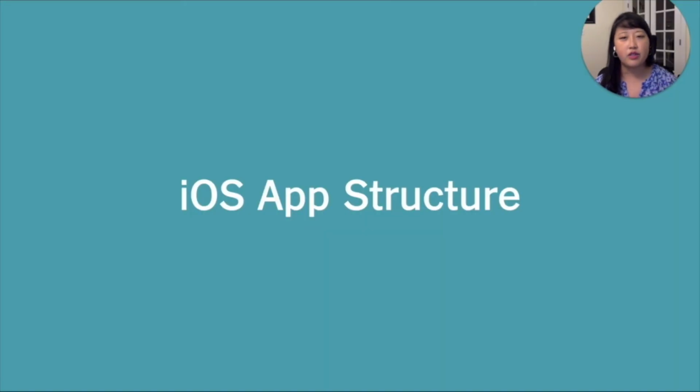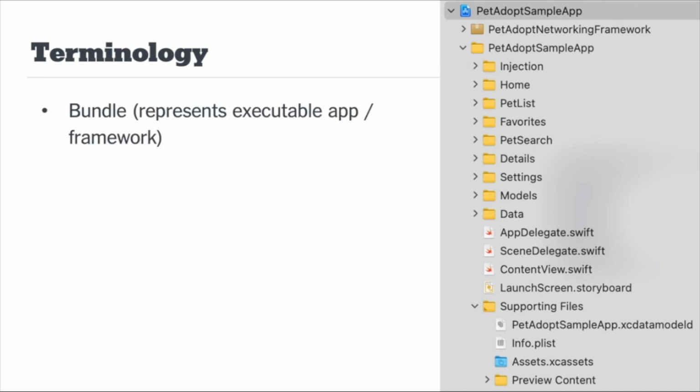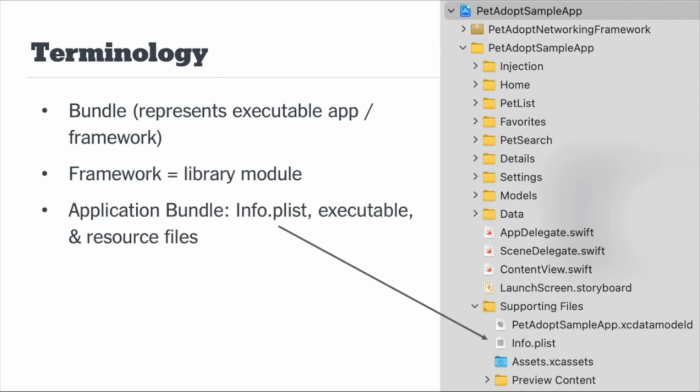Okay, let's move on to iOS app structure. First off, some terminology. When I refer to a bundle, I'm talking about the executable app or framework. A framework is basically the equivalent to an Android library module. And going back to, for an example, an iOS application and what's required to build it, we have our application bundle, which consists of an info plist, and this is kind of like a configuration of how to build and run your app, and your executable, and your resource files.